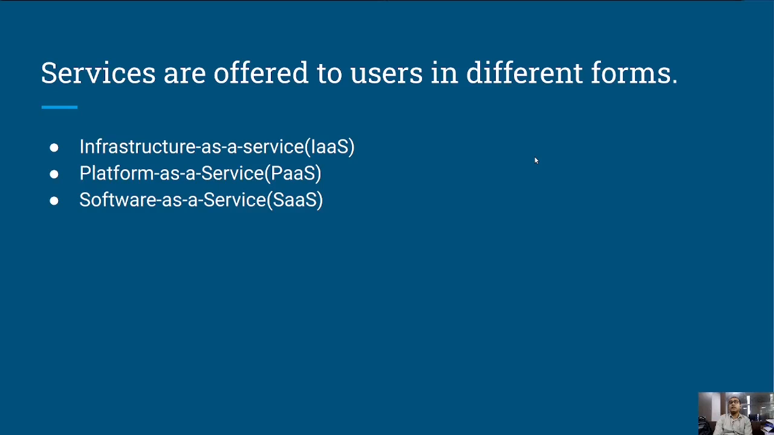Normally the cloud can be in the form of a public cloud, private cloud, or hybrid cloud, but the services they offer can be in these three forms. The first one is infrastructure as a service, or IaaS, platform as a service, PaaS, and software as a service, which is SaaS. One by one we will discuss what these are.